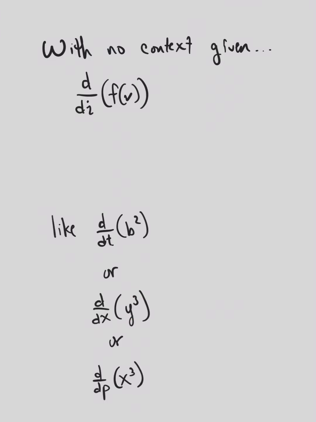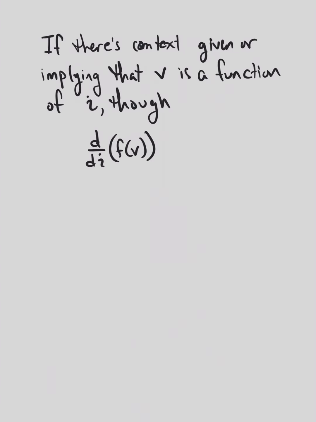If I didn't tell you anything, then you just treat it as a constant. So in these cases, if there's no other context given, you do treat that as a constant, and so all these derivatives are zero. And that's the thing. At the beginning of the course, I didn't give you any other context, and so we treated those as constants.